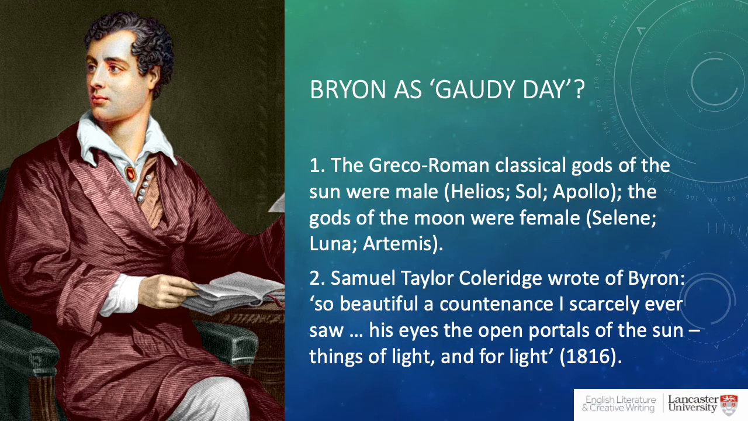We also have Samuel Taylor Coleridge, who was one of Byron's best friends. And he wrote of Byron how beautiful his face was, "so beautiful a countenance I scarcely ever saw," and described his eyes as "the open portals of the sun, things of light and for light."